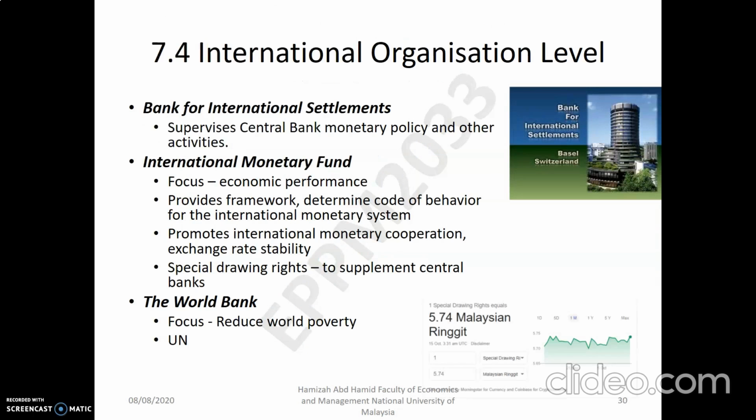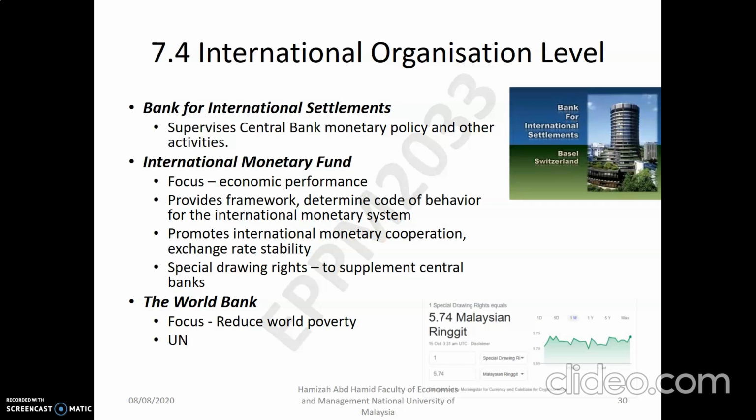In the international organization level, there is the Bank for International Settlements, which supervises central bank monetary policy and other activities. There is also the International Monetary Fund. The focus here is economic performance. IMF also provides a framework. They determine code of behavior for the international monetary system. They also promote international monetary cooperation and also encourage exchange rate stability. In special conditions, they offer special drawing rights. This is to supplement central banks if they will need some kind of support.